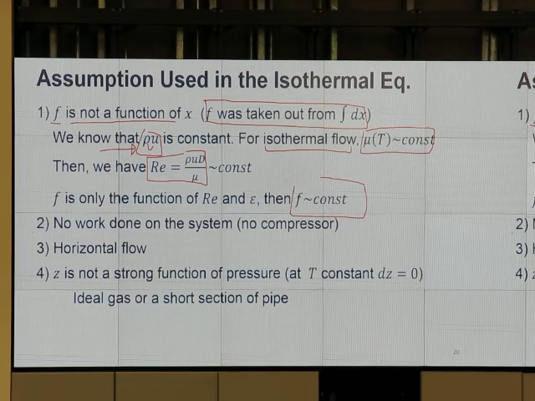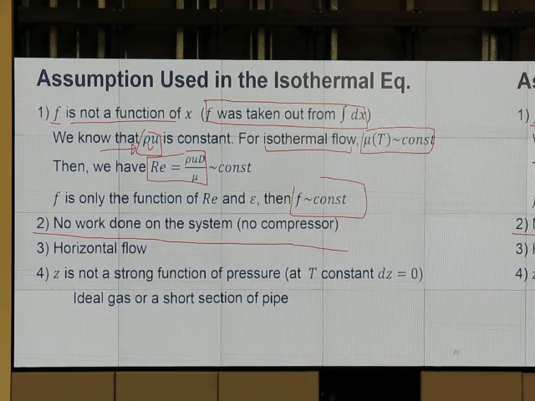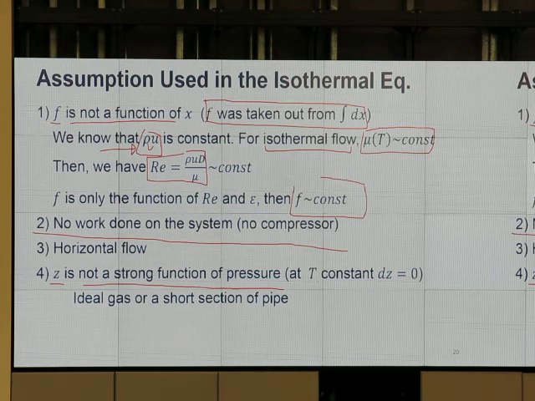Next, we assume no compressor. We assume horizontal flow. We assume Z is not a strong function of pressure, so dz equal to 0. We don't need Z to be 1, but we just need to say that the compressibility factor doesn't change much. It doesn't need to be 1, but the change of compressibility factor within that distance is negligible.